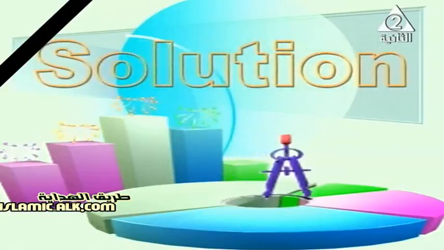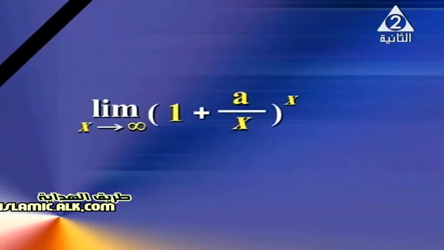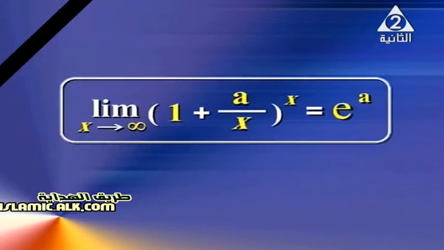Look at the solution. Remember, dear student, the limit as x tends to infinity of (1 + a/x)^x is e^a. Why? Because in the definition of the number e, the limit as x tends to infinity of (1 + 1/x)^x, but in this case the constant is a. Then the answer is e^a.